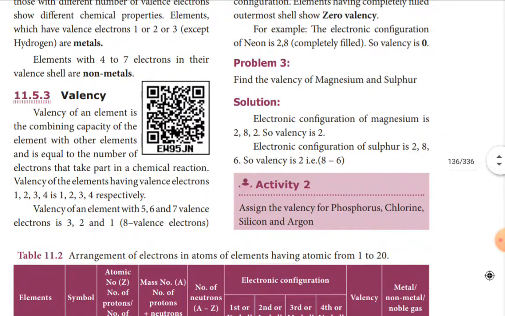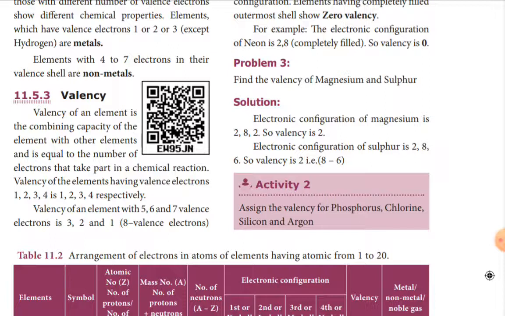Next, what is called valency? We already learned in the 8th standard that valency is simply the combining capacity of the atom of an element. How many electrons take part in the chemical reaction decides the valency. That's why only electrons from the outermost shell of an atom, the valence electrons, take part in the chemical reaction. So the number of electrons taking part in the chemical reaction is termed valency.